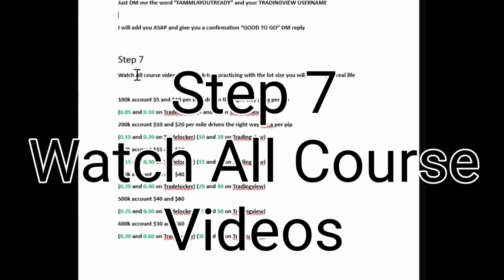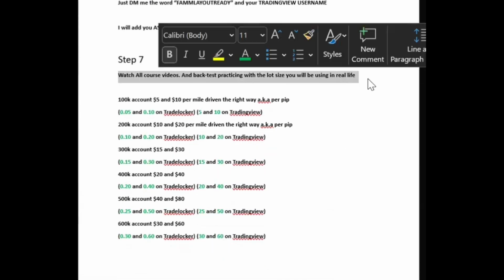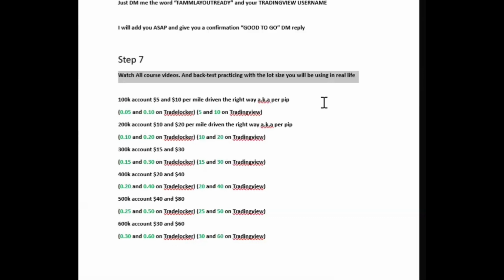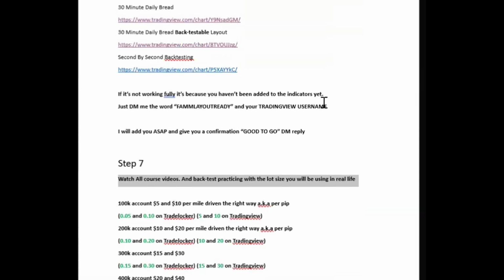Through this. So step 7: watch all the course videos, backtest, and practice with lot sizes in real life. If you want to, you can backtest as far back as TradingView will let you go. Second by second is like the real market, so you can backtest as much as you want on that, which is why I set this up for you.